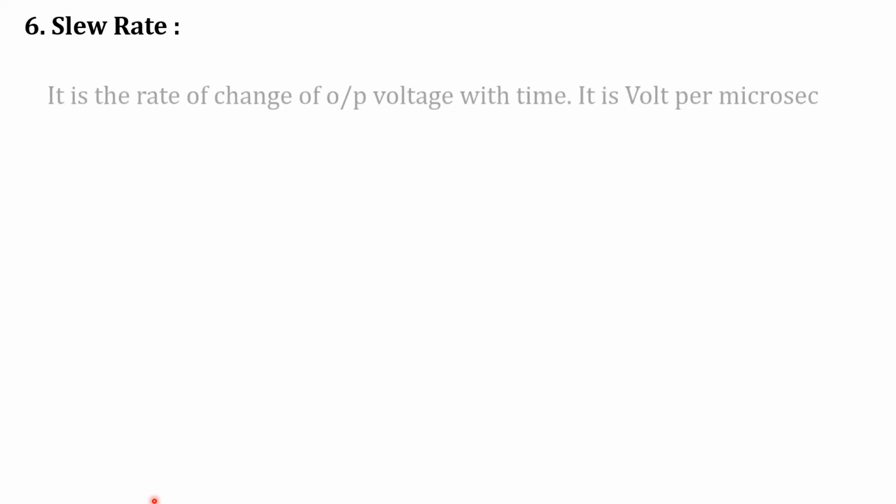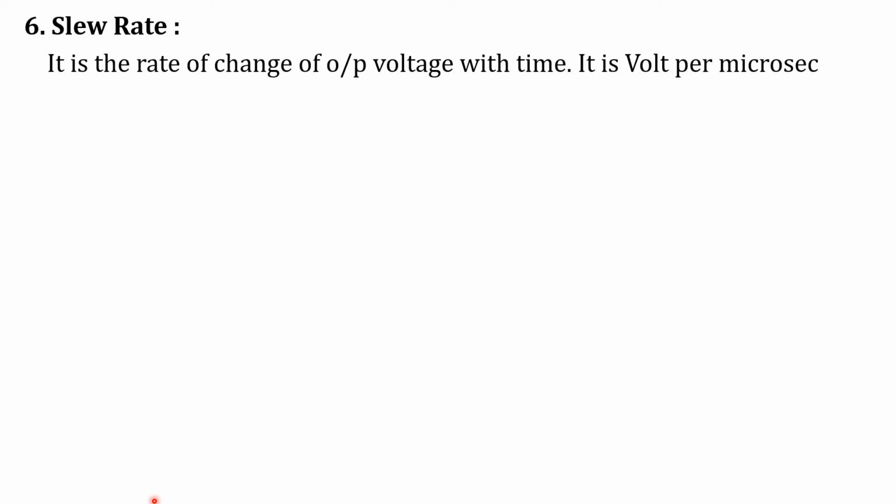Slew rate is the next parameter. It is the rate of change of output voltage with time, and it is measured in volt per microsecond. Such a slew rate depends on the high frequency response of the amplifier stages within the operational amplifier. The ratio is dV0 by dt.